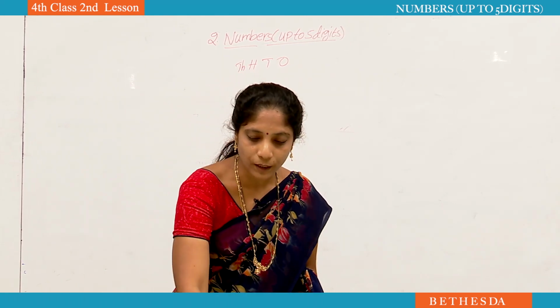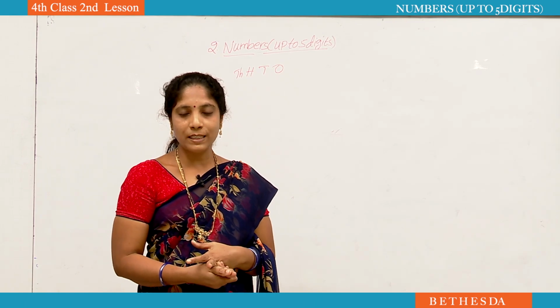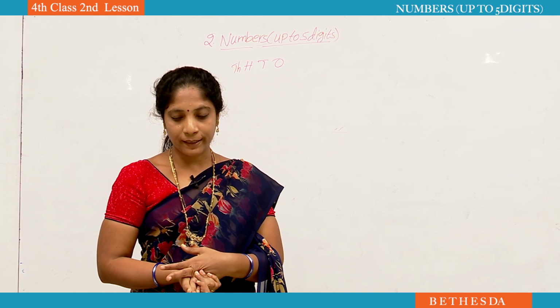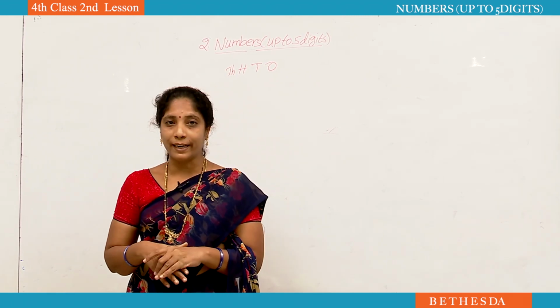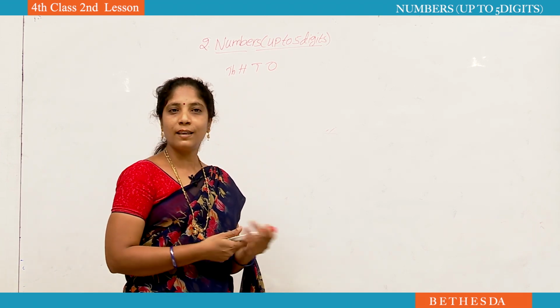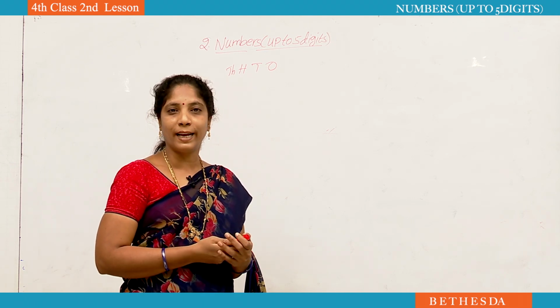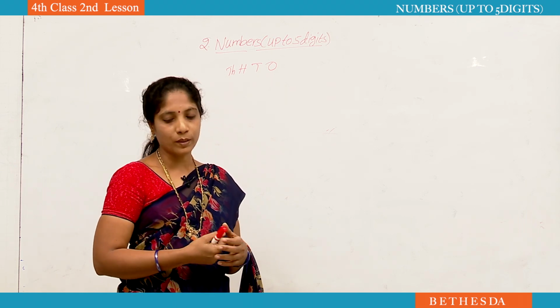You can see here, how many ones make a ten? Yes, 10 ones make 10. How many tens make a 100? You can say 10 tens are 100. Yes. Next, how many hundreds make a 1000? 10 hundreds make a 1000.